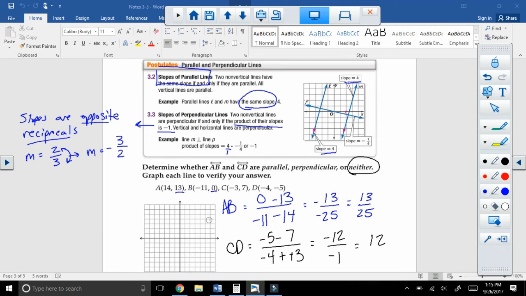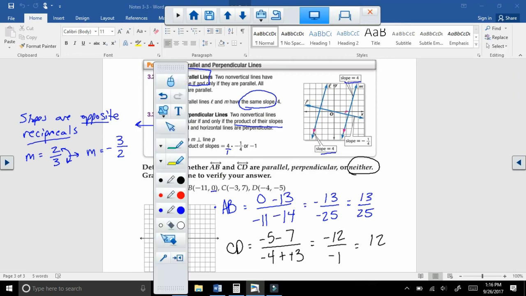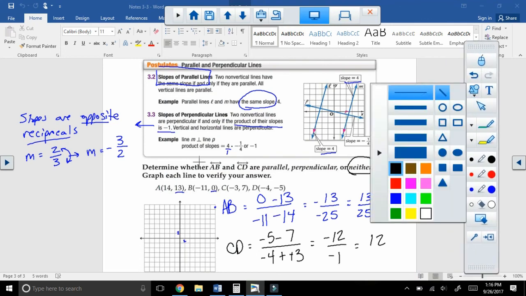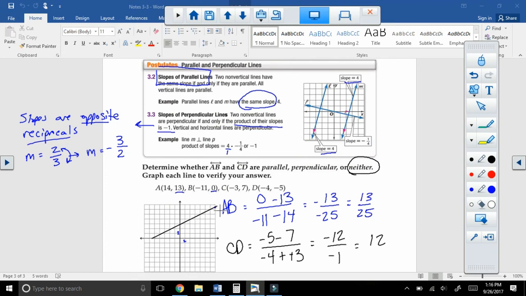What I can do over here is I can just do a little double check. So because of the scale here and because these numbers are a little bigger, I'd scale them each by 2s. So I have 2, 4, 6, 8, 10, 12, 14, and then 13 would be there. -11 would be 2, 4, 6, 8, 10, -11, 0 would be right there. So looking at this, let me see if I can pull up my line tool. And connect those 2 points. So there's my line AB.